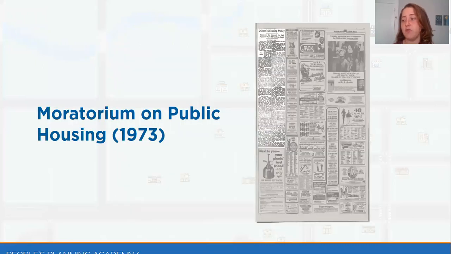In 1973, President Nixon announced a moratorium on numerous federal level housing programs, including the construction of public housing, subsidized housing, and low-income mortgage assistance. This moratorium marks a major transition away from federal level programming for housing and instead devolving that authority to state and local governments.